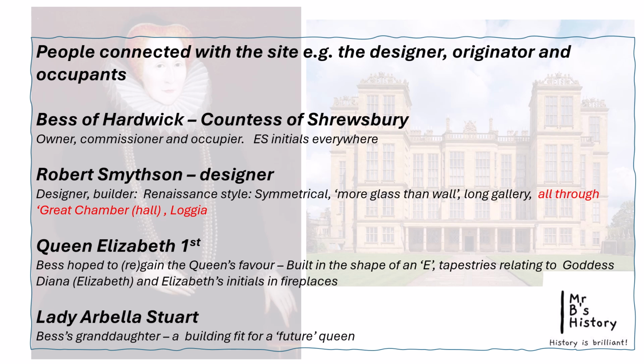And then finally, one of the forgotten women of Elizabethan England, Lady Arbella Stuart, who's Bess's granddaughter, who does have a particularly strong claim to the throne of England. So when Elizabeth I dies, if the English nobility choose not to go to the Scottish James, then perhaps next in line is Bess's granddaughter. And so perhaps you could almost say this is a building fit for a future queen. So these are the people: Bess, Robert, Queen Elizabeth, and Lady Arbella.